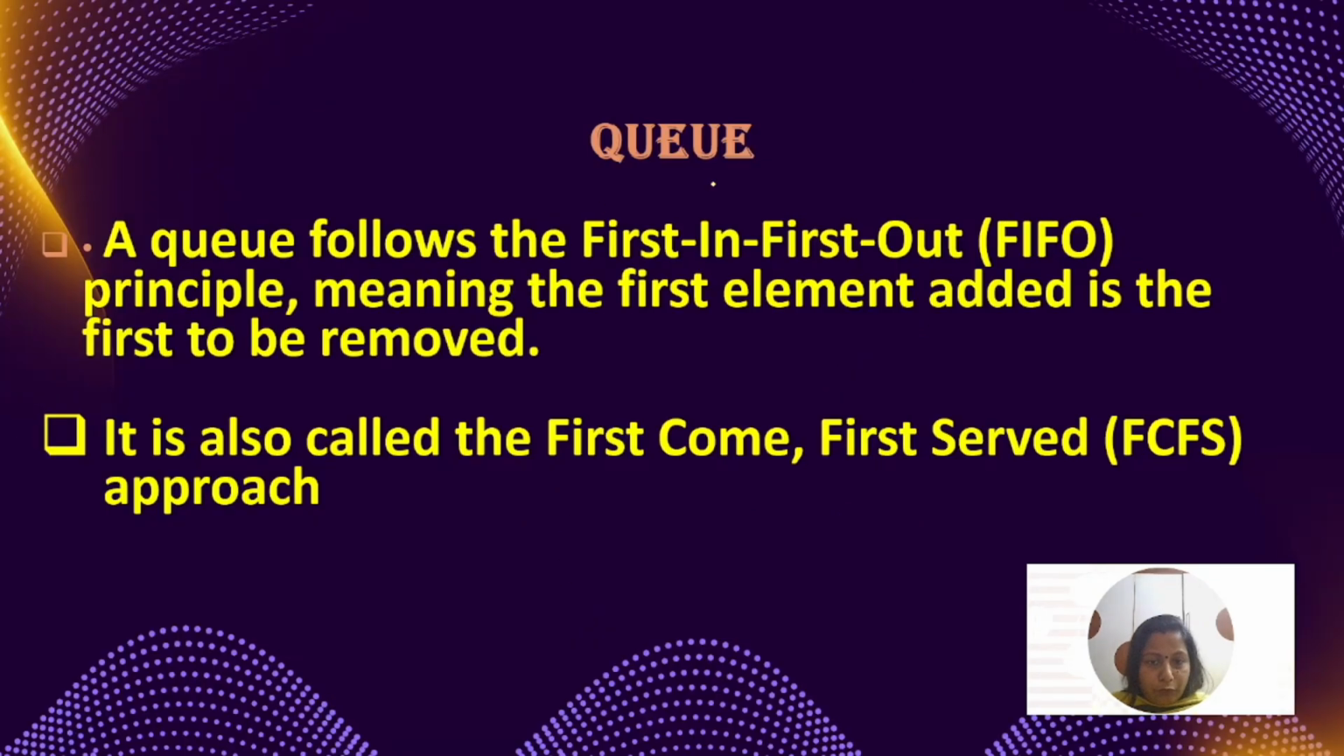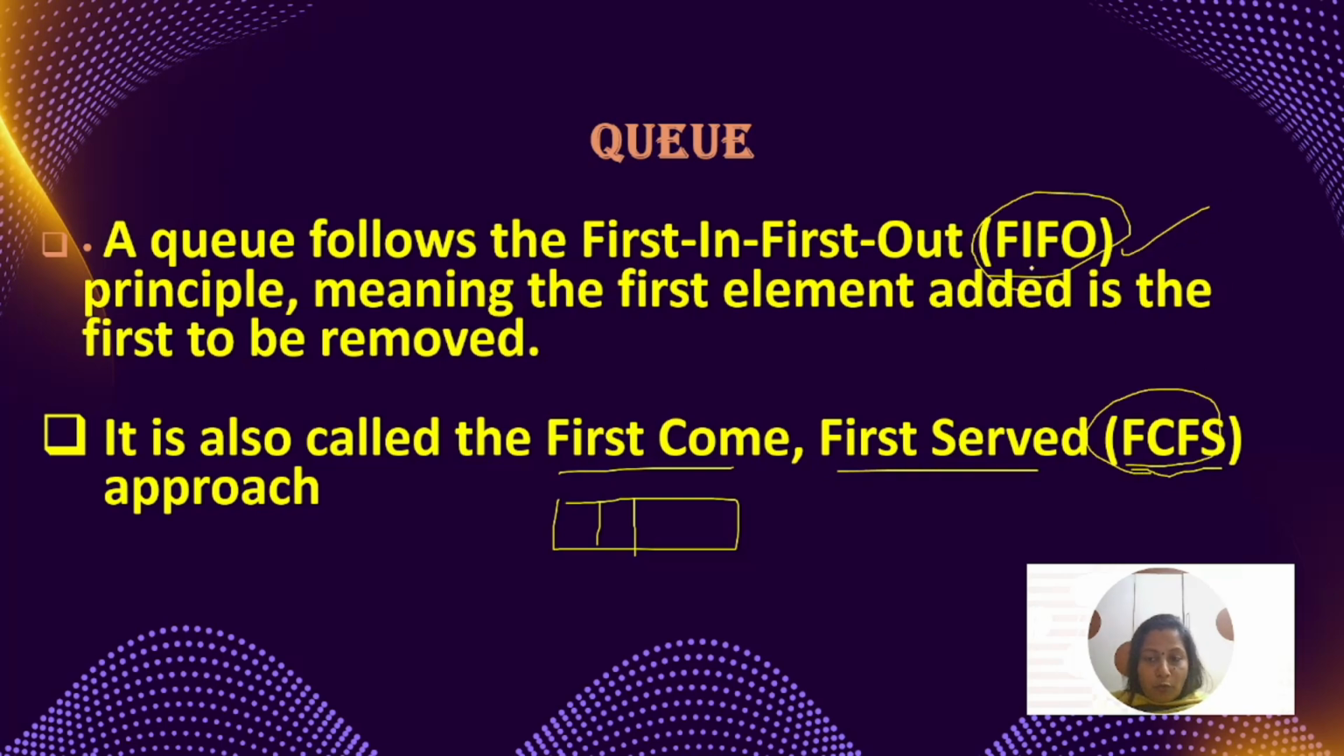Okay, what is the meaning of queue? A queue follows the first in first out principle, meaning the first element added is the first to be removed. For example, this is a queue. Whatever element you add first, that only you are going to take out first. That is called the FIFO principle. Another name you have to mention is first come, first serve, which is nothing but the FCFS principle. So you have to remember both names: FCFS and the FIFO principle.